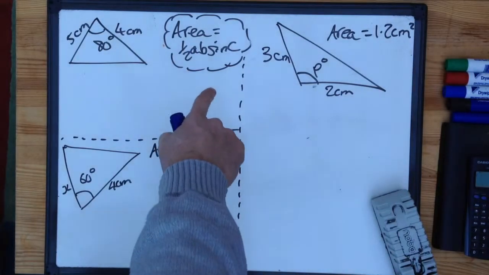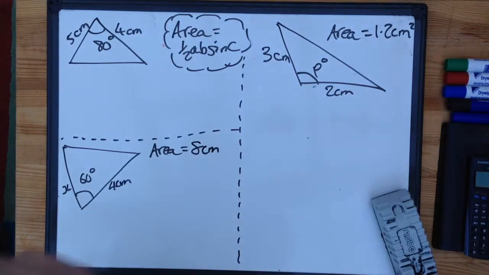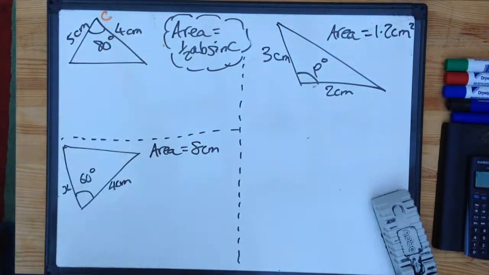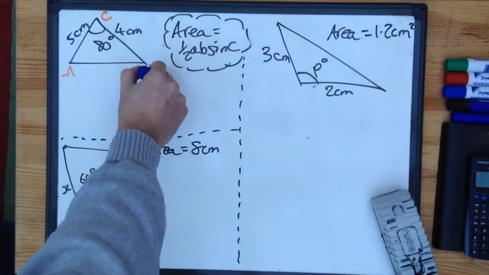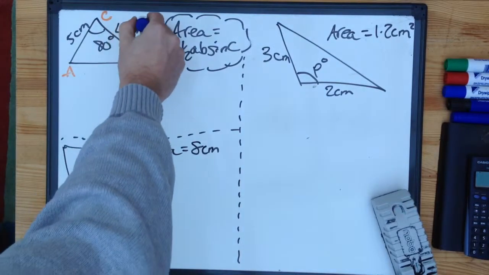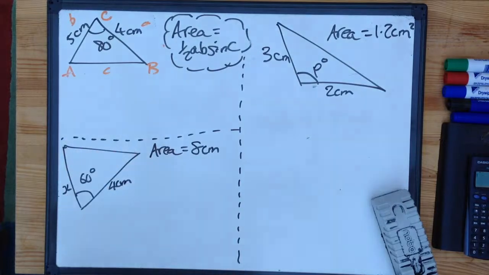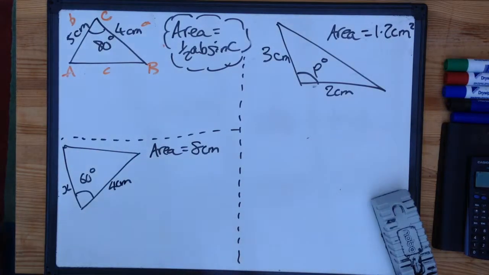So the first thing to do is label the sides big A, big B, big C. The sine C means that we should have that C attached to our angle. The A and B don't make any difference after that. Opposite to big A, little a, opposite to big B, little b, opposite to big C, little c, and it's just a case of swapping values into the formula.